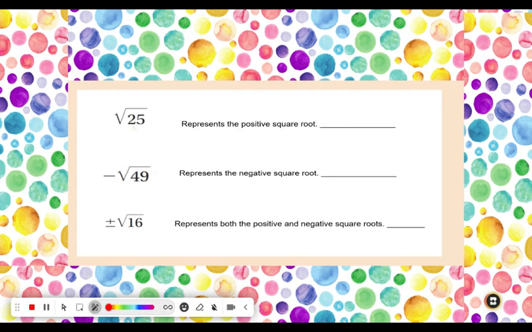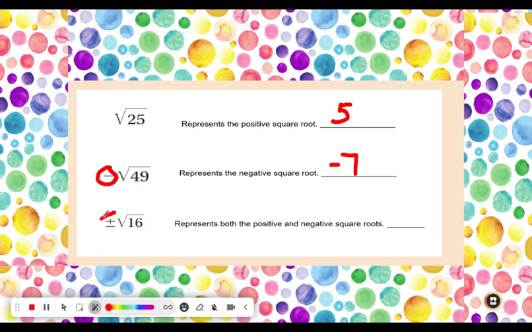Okay, so if you just see this radicand symbol, the square root of 25, that represents the positive square root. So the square root of 25 is 5. Here we see a negative before the radicand, so it's the negative square root of 49. The square root of 49 is 7, because 7 times 7 is 49, and we keep the negative.